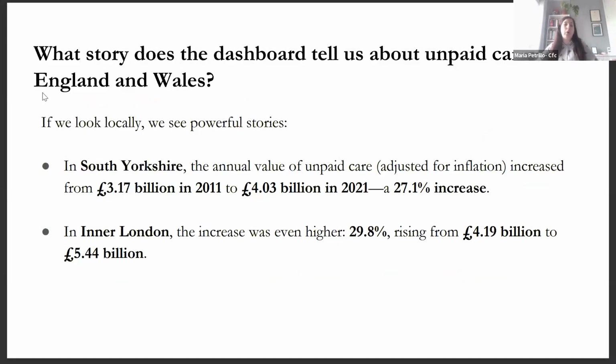Now, the dashboard also allows us to tell some powerful regional stories. For example, in South Yorkshire, where the University of Sheffield is based, the value of unpaid care rose from 3.17 billion in 2011 to 4.03 billion in 2021. And this is a 27.1% increase. In Inner London, the increase was slightly higher at 29.8%, growing from 4.19 billion to 5.44 billion.